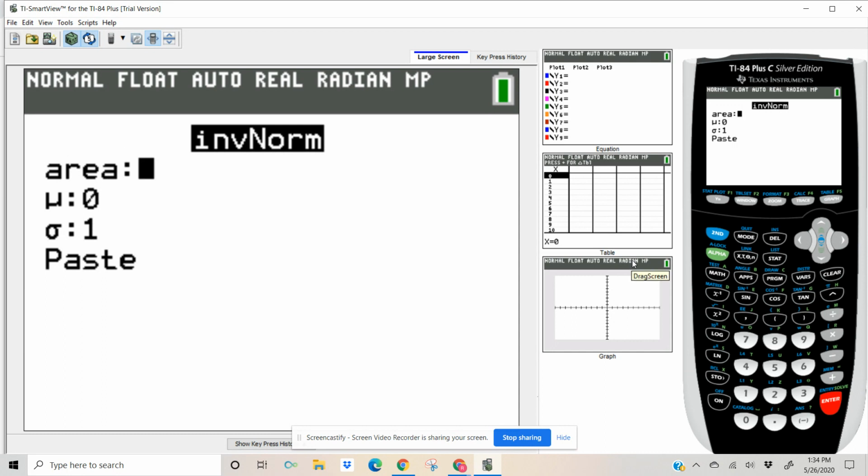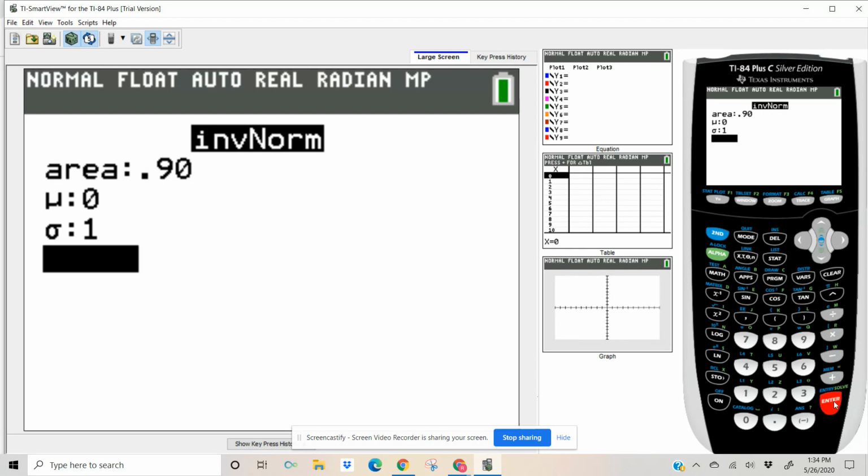So area, we want to find the critical z associated with certain areas. So we want to find where 90% of the values are less than a certain value. In this case, the default is the mean is 0 and the standard deviation 1, which means the standard normal distribution. You can put whatever it is exists for you, but we'll use this as the default one.